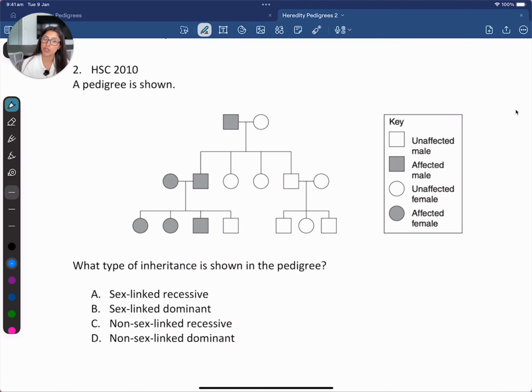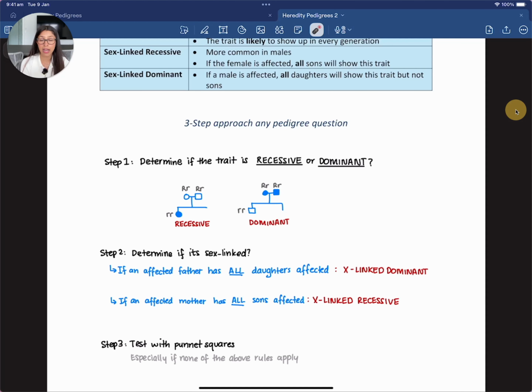So question number 2, a pedigree is shown. What type of inheritance is shown in the pedigree? So again, step 1, determine if it's recessive or a dominant condition. We're going to be looking out for either one of these scenarios here once again. So I would recommend screenshotting this and having this on the side as we do all of these questions.